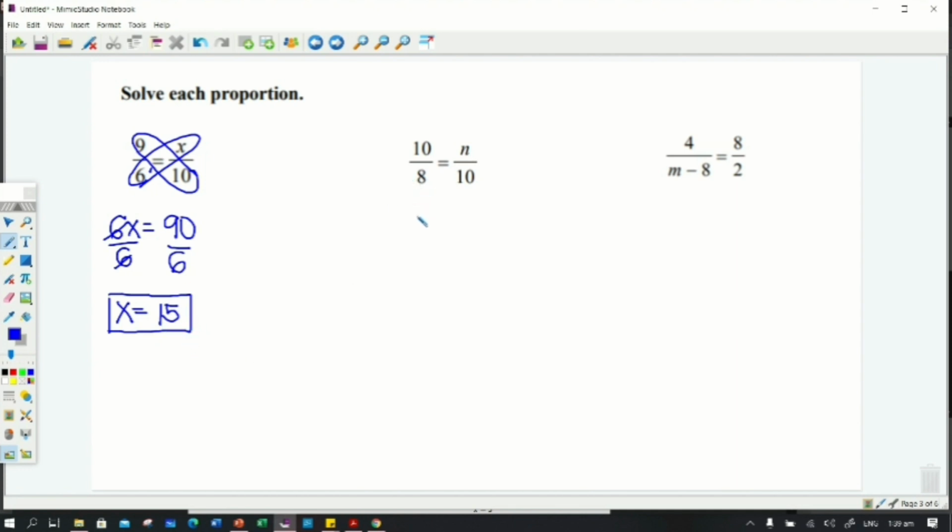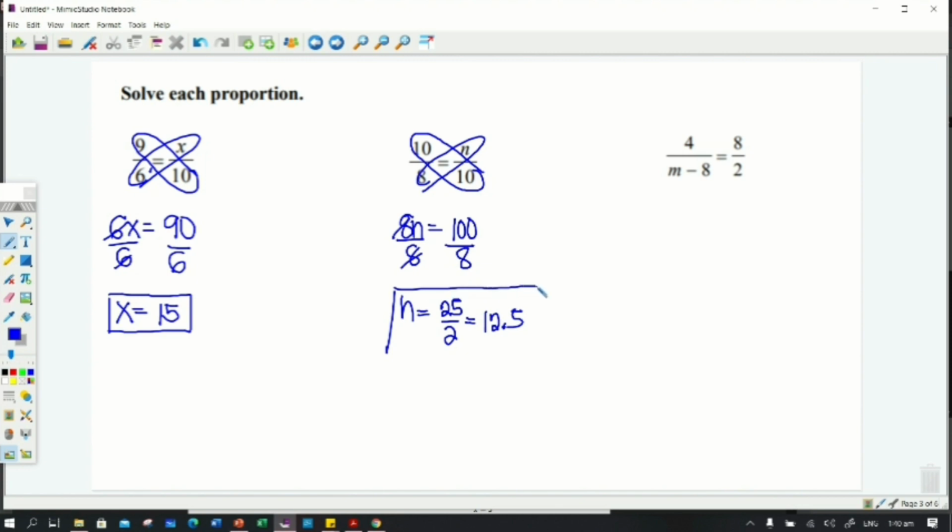Now let's proceed with question number 2. We again apply the cross product. We have 8 times n, the product is 8n, which is equal to 10 times 10, that is 100. Then divide both sides of the equation by 8, so this is cancelled out. What is left is n is equal to 100 all over 8. We can simplify this as 25 all over 2, since we can divide both by 4. Take note that 25 over 2 in decimal is equal to 12.5. So the value of n here is 25 all over 2, or simply 12.5.